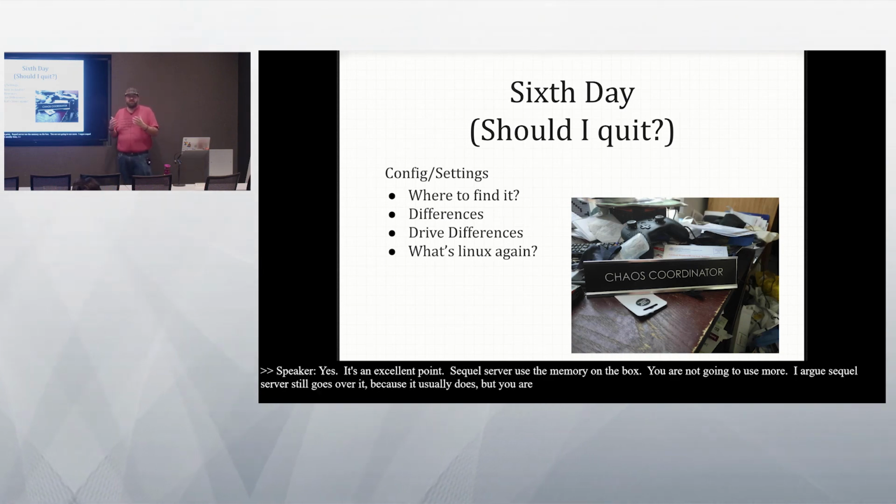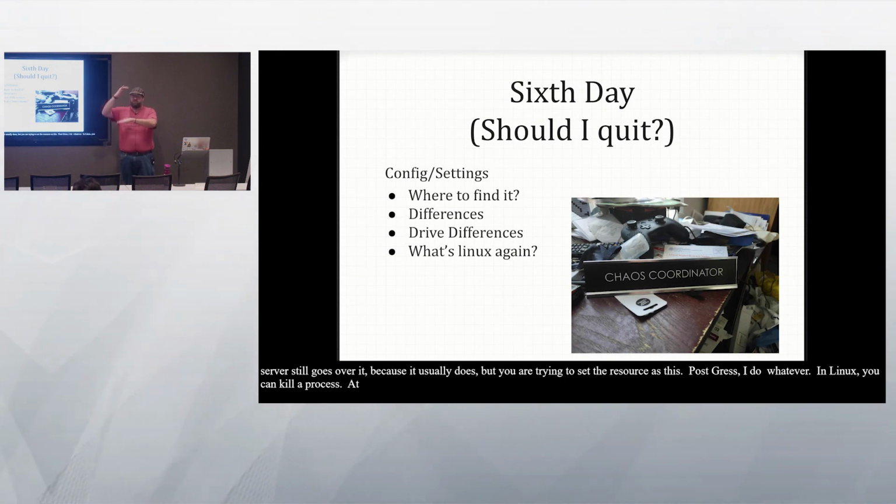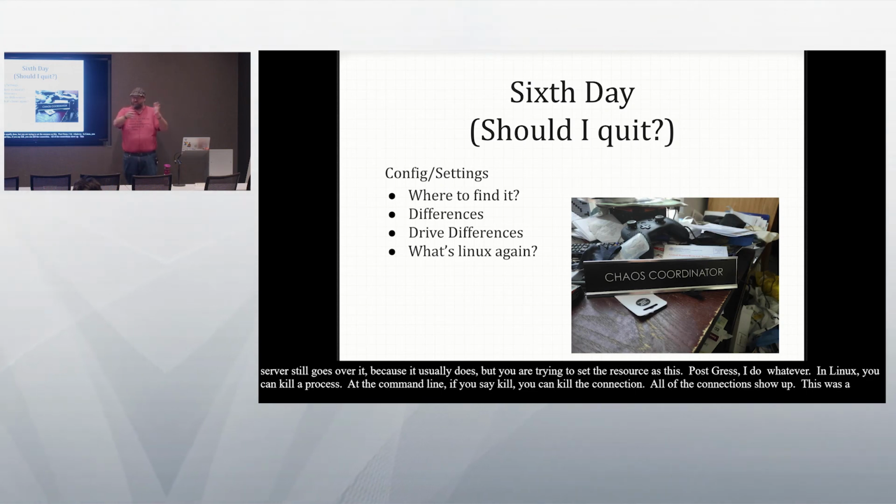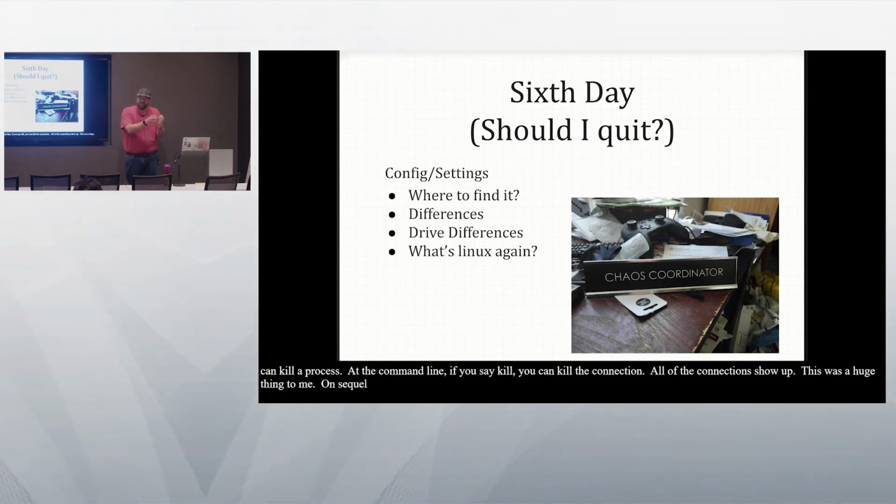I mean, it shows perfectly that in Linux with Postgres, you can go and kill a process. Like at the command line, if you say kill, you can literally kill a connection, because in your process list in Linux, all the connections show up. This was a huge thing to me. On SQL Server, you have to go look at who is active. You have to see inside the database who's there. With Postgres on Linux, you just do a PS list and they're all there.